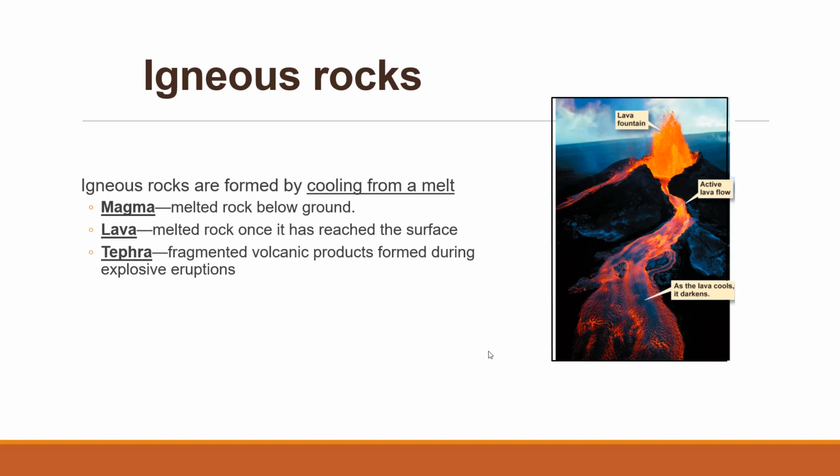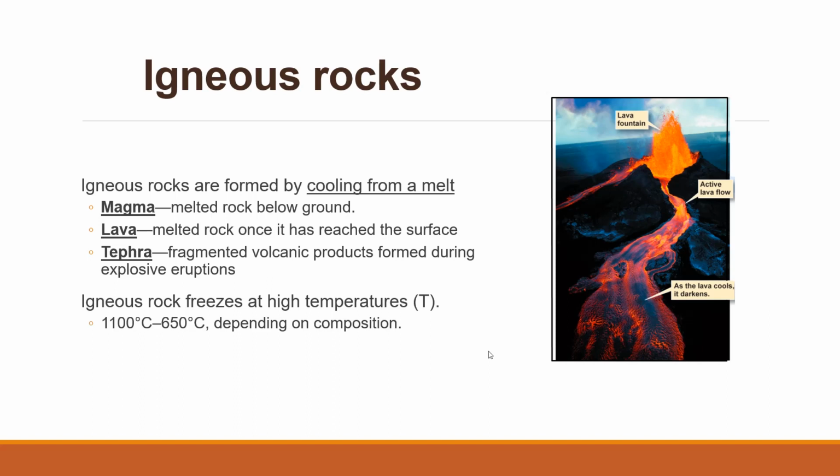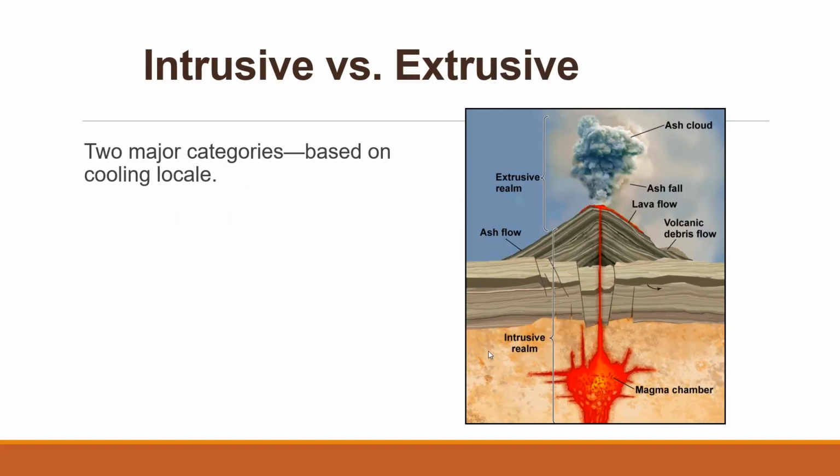The third type of igneous rocks are those tephra rocks, the pyroclastic rocks. This is material that has formed during explosive eruptions, moving through the air, cooling in the air and then falling on the ground. So it's almost a sedimentary rock made out of igneous materials. This happens at high temperatures, depending on the composition. Again, the more mafic end will have higher temperatures, the felsic end has lower temperatures.